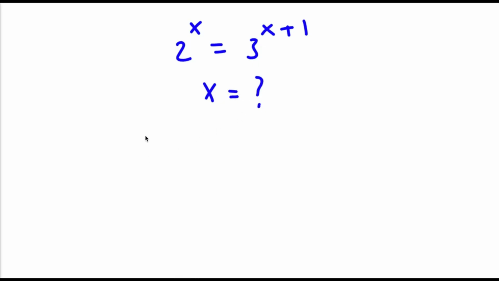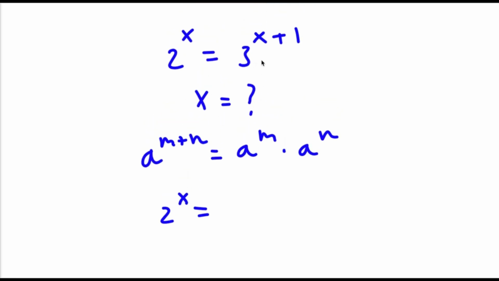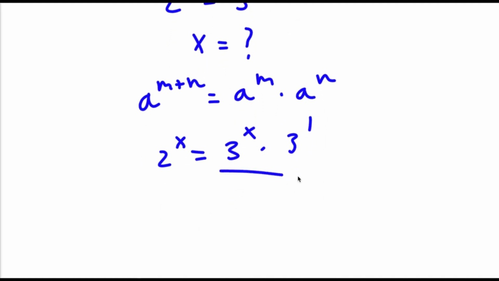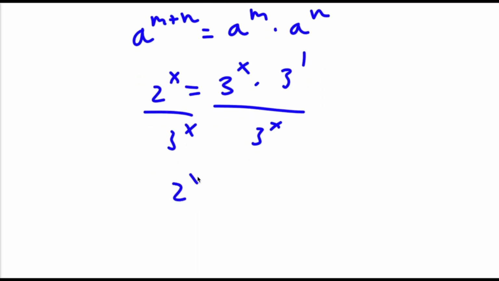So first off, if I have something in the form a to the power of m plus n, this is equal to a to the power of m times a to the power of n. So now I have 2 to the power of x is equal to 3 to the power of x plus 1. We could rewrite this as 3 to the power of x times 3 to the power of 1. Now, if I divide both sides by 3 to the power of x, I get 2 to the power of x over 3 to the power of x is equal to, and then these two will cancel out, so I'll simply be left with 3 to the power of 1.